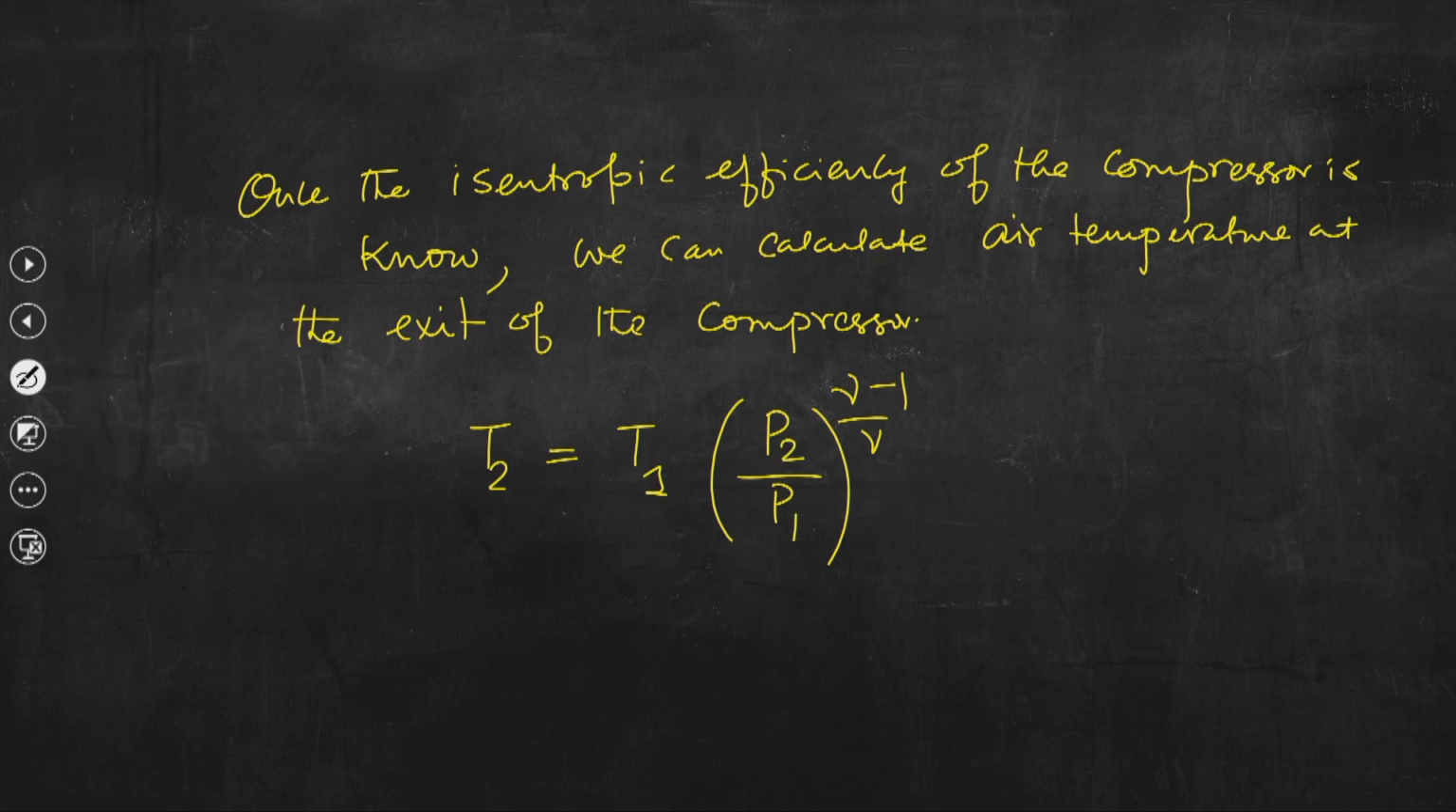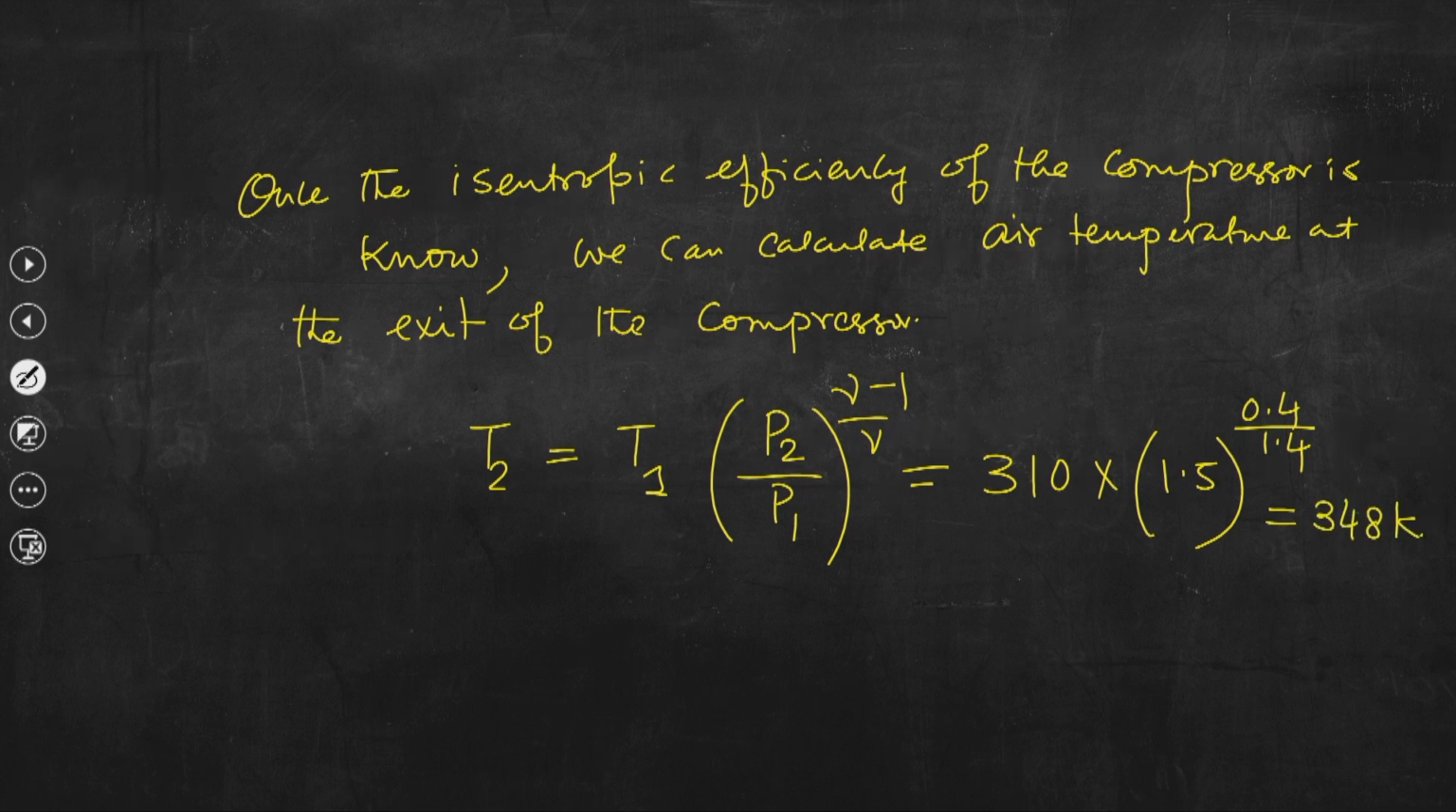We can write this as P2 by P1. So, P2 by P1 is the rise in pressure of the air as it moves through the compressor, T1 is the ambient temperature, the temperature of air at the inlet to the compressor, that is 310 Kelvin, and this is 1.5 power gamma minus 1 upon gamma. If we consider gamma 1.4, so 0.4 divided by 1.4, it comes as 348 Kelvin. So, this is the air temperature at the exit of the compressor. This is the answer of the problem.